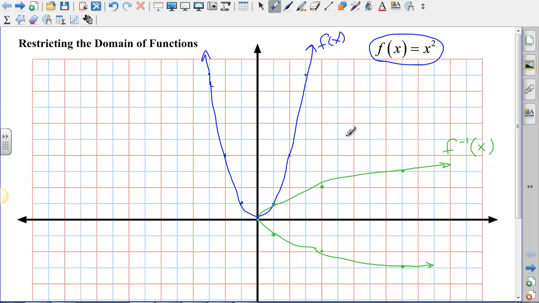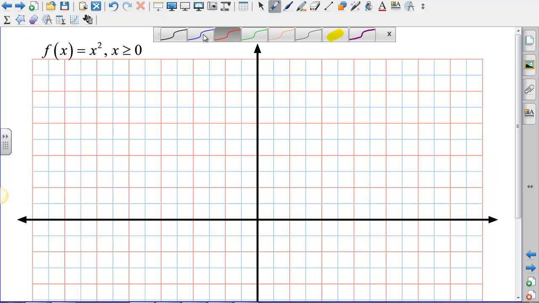Now, the only problem with this graph is if I were to do the vertical line test on the inverse function, I can see that this vertical line hits the green graph, f inverse, twice. And therefore, f inverse is not a function. And so one of the things that we can do is restrict the domain of f of x so that f inverse is a function. Because in Algebra 2, we don't like working with non-functions, so we try to work with functions only. So let's take a look.